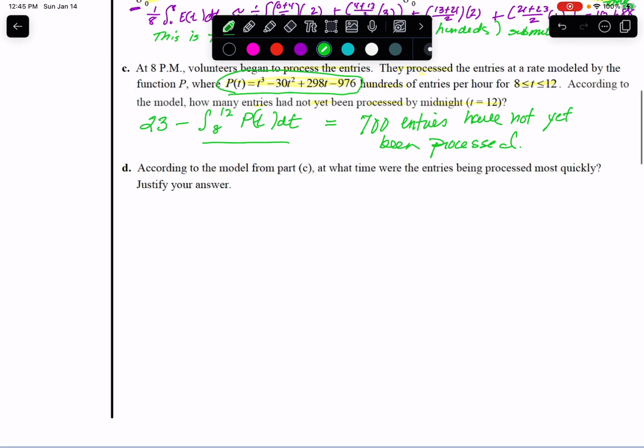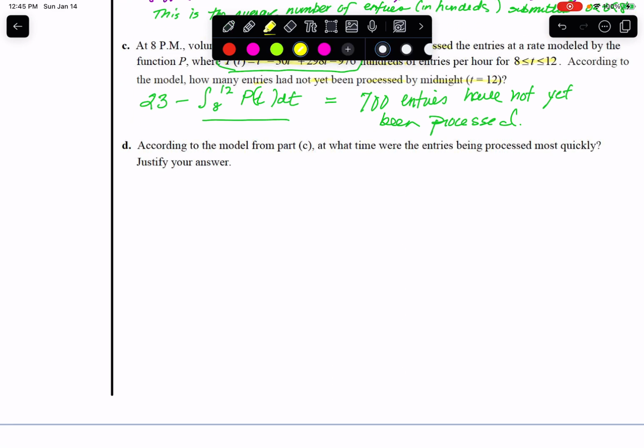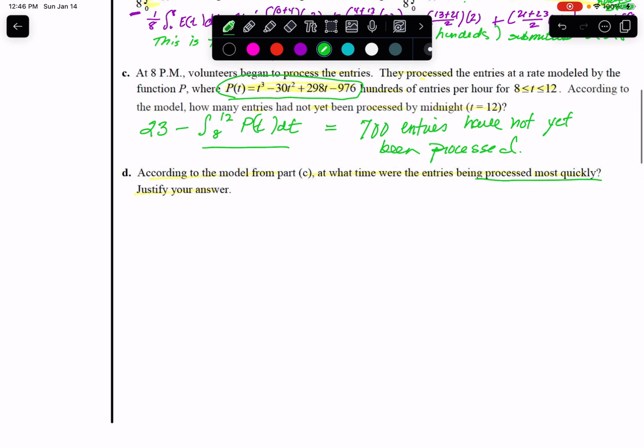Okay. Let's look at the very last question. According to the model from part C, at what time were the entries being processed most quickly? Okay, so this is the hard one, and it says justify. This is the hardest part because we have to know when they were being processed most quickly. So we have a function of the rate at which they're being processed. So P of T is a rate, and we want the rate that they were processed. So it's a rate of the rate.